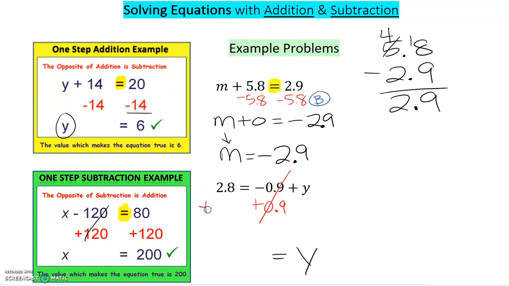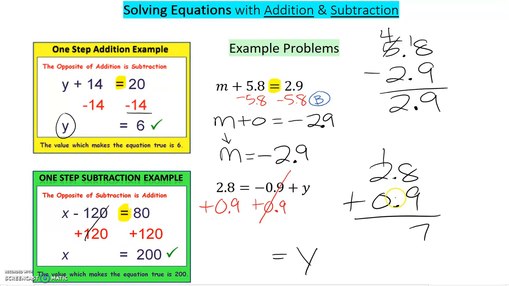And we're going to add 0.9 on this side. In this case, we have addition. We have a positive plus a positive. So it's a lot easier. So 2.8 plus 0.9, we get 17, and we get 3. Remember, bring your decimal straight down, and there we go. There's our answer. So 3.7 equals y.